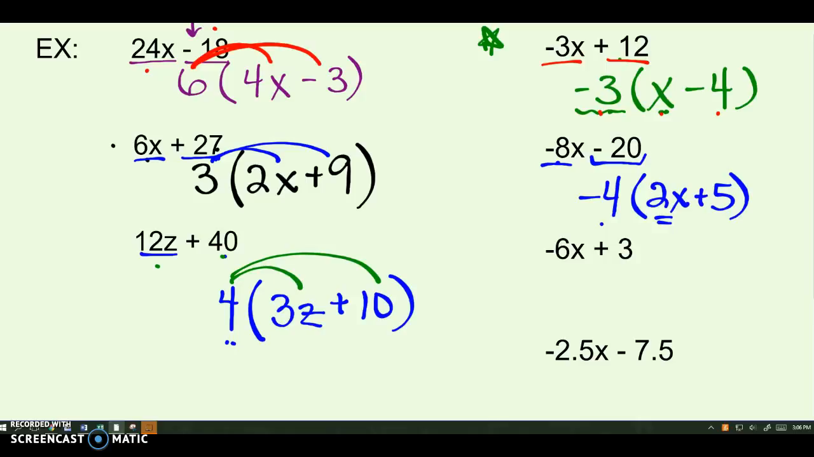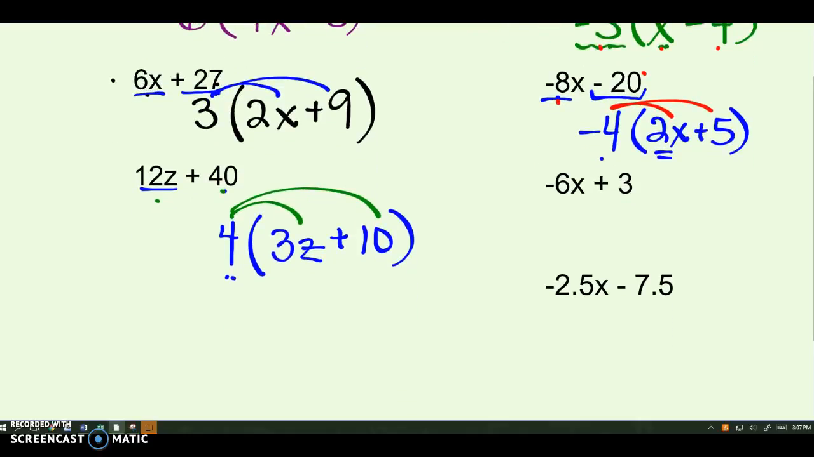Always check it. So do the distribution back and make sure. Negative 4 times 2 is negative 8x, and negative 4 times 5 is negative 20. Good. All right. So think about these next two. What should we pull out?